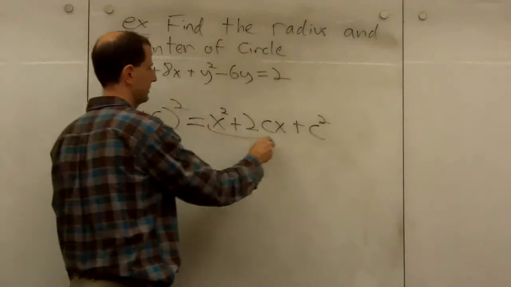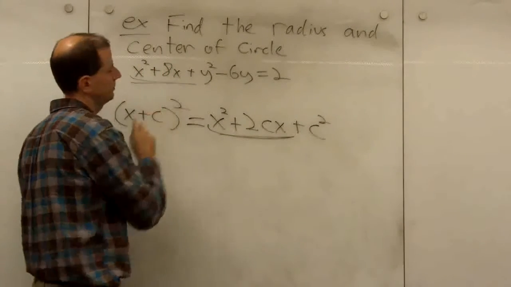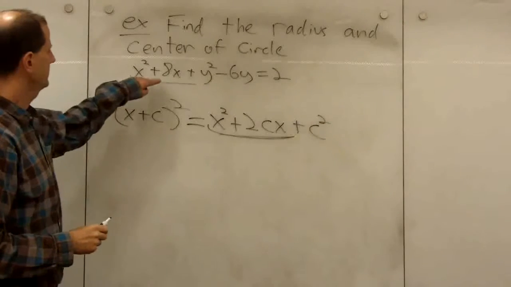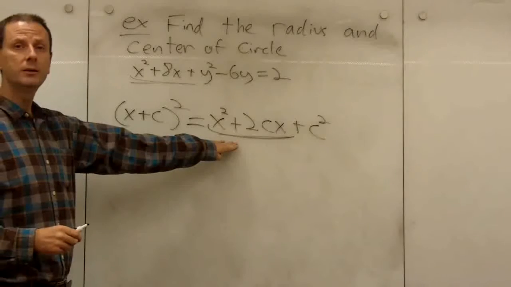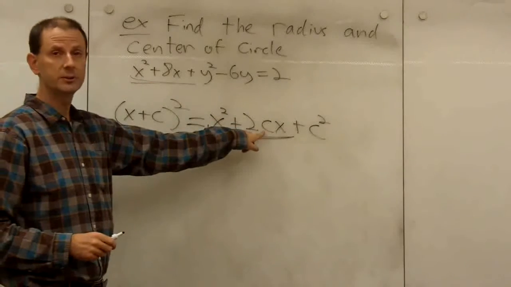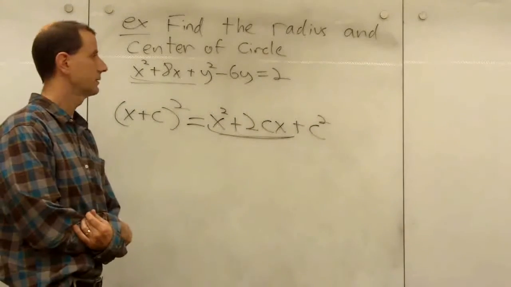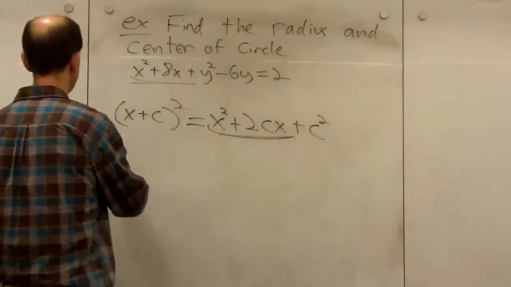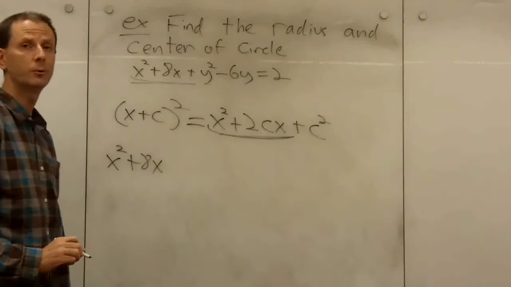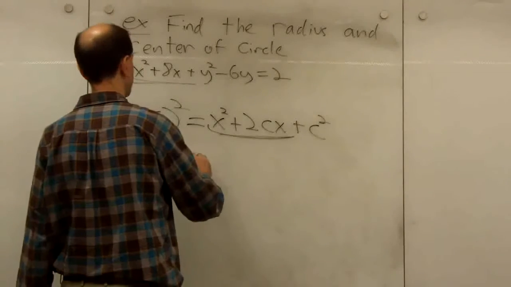So this part of the perfect square looks exactly like this x squared plus 8x that we have here. In fact, in order for this to be this part of the perfect square, you can figure out that you just do the 8 over 2, and that's going to be c. So in other words, c would have to be 4. And then we can do the same thing with the y terms. So we start with x squared plus 8x. In order to make it a perfect square, we go ahead and add in 4 squared.